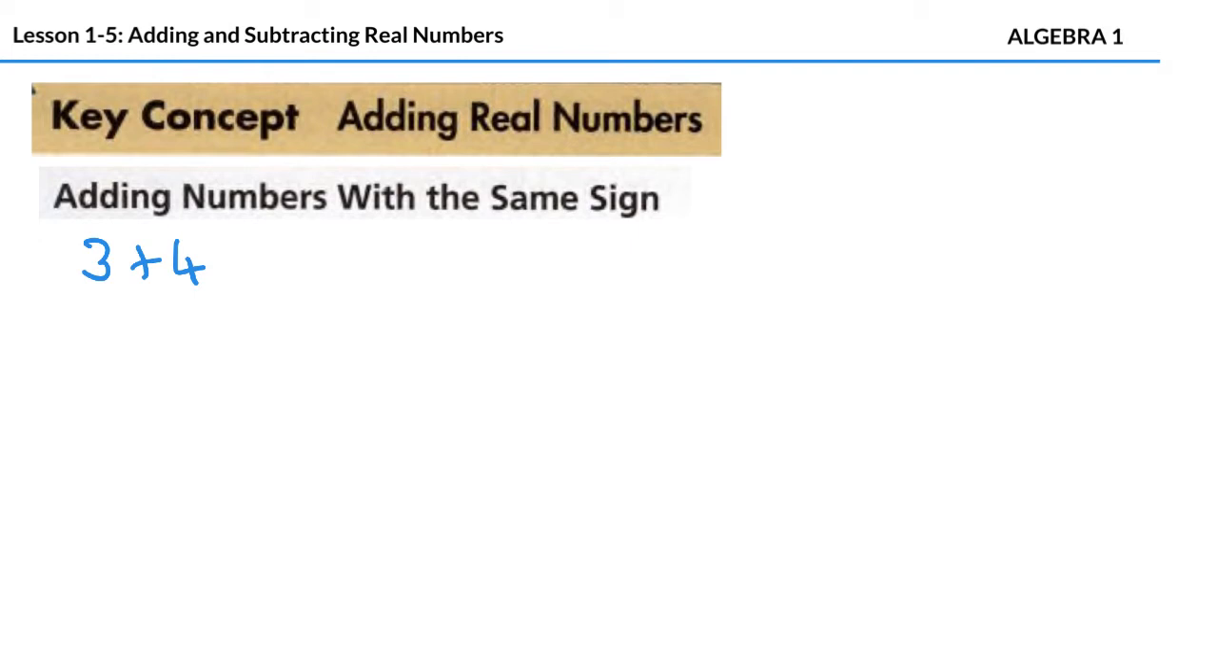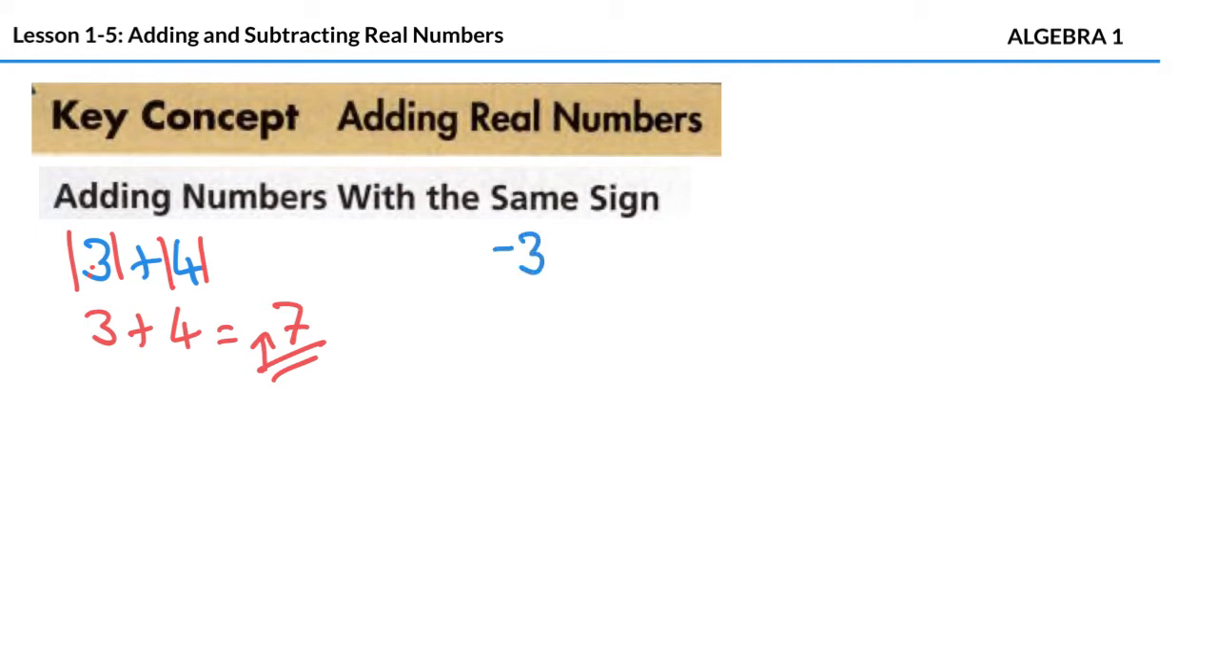Now what is the absolute value of 3? It is 3. And what is the absolute value of 4? It is 4. Add them, it is 7. And the sign of this will be the same as the sign of the addends. And the sign of 3 and 4 is plus. So the answer of this is plus 7. Let's take another example.